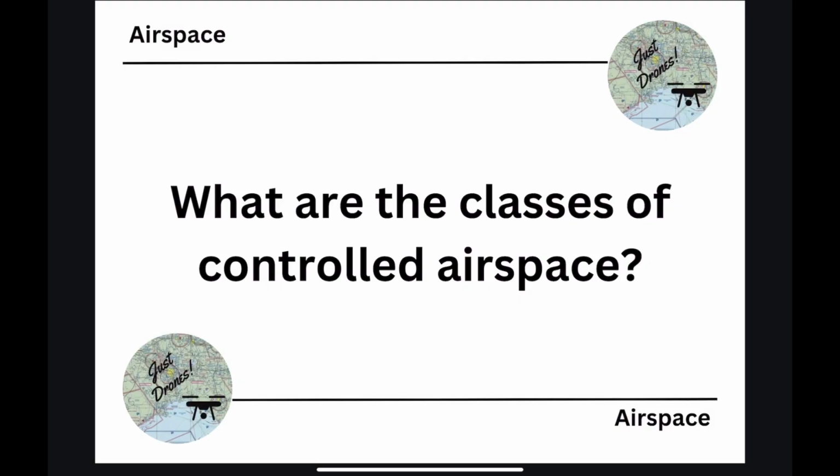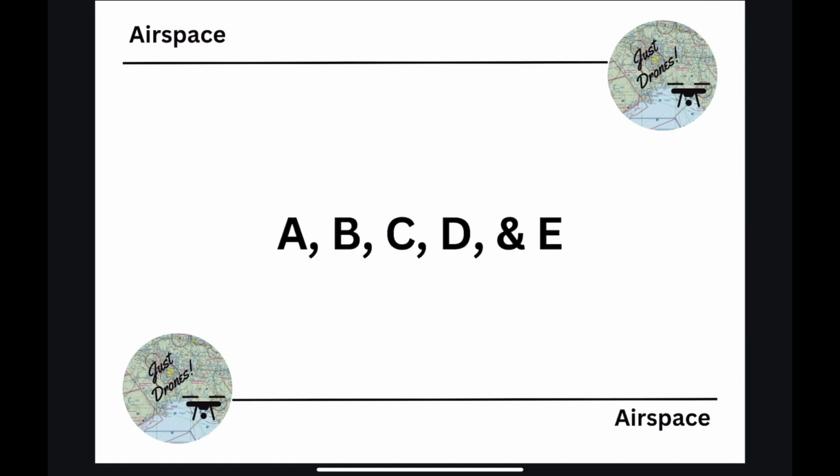So we're actually going to go over a couple of these airspace questions in these flashcards. Let's start off with the first one. What are the classes of controlled airspace? Again, what are the classes of controlled airspace? Remember, you have uncontrolled and you have controlled airspace. The classes of controlled airspace are A, B, C, D, and E.